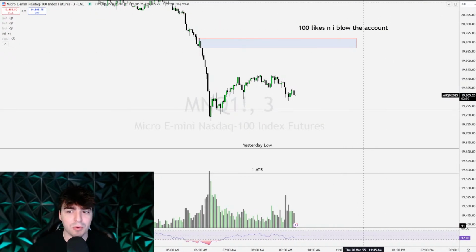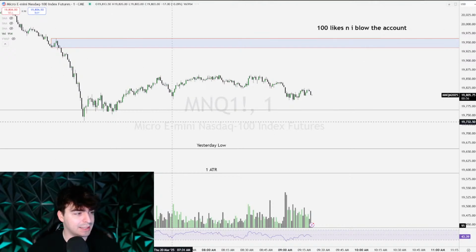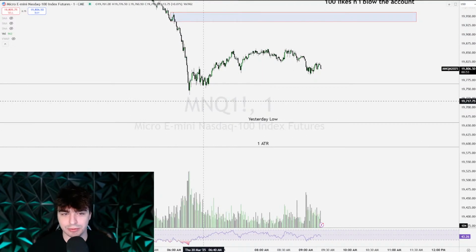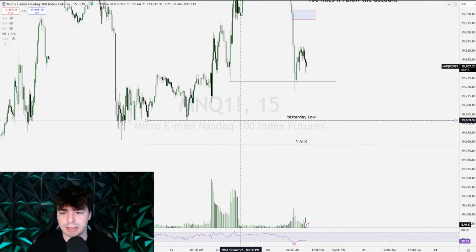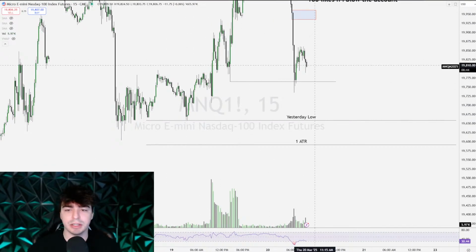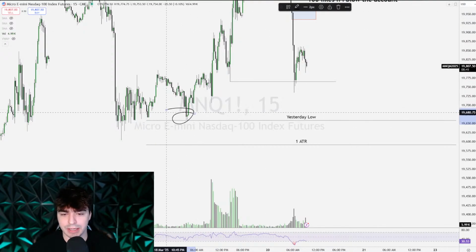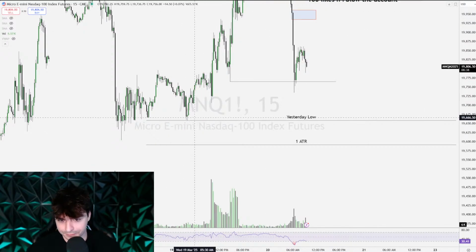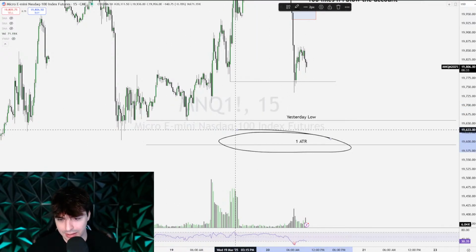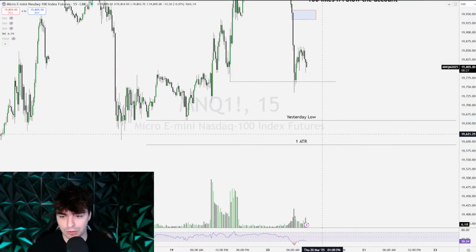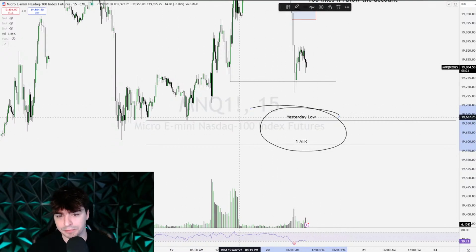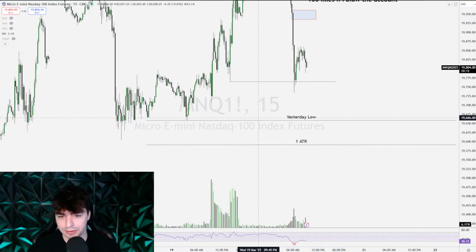The place where my mouth would be watering for buys today is going to be yesterday's low. Why? Okay, take a look. Let's go on the 15-minute time frame. This is yesterday's low right here. It's also the London session low that happened at around 3:45 a.m. of yesterday. So that is yesterday's low, but more importantly, the daily ATR level is right here. Yesterday's low and a full ATR are very close to one another. One ATR is just below yesterday's low.